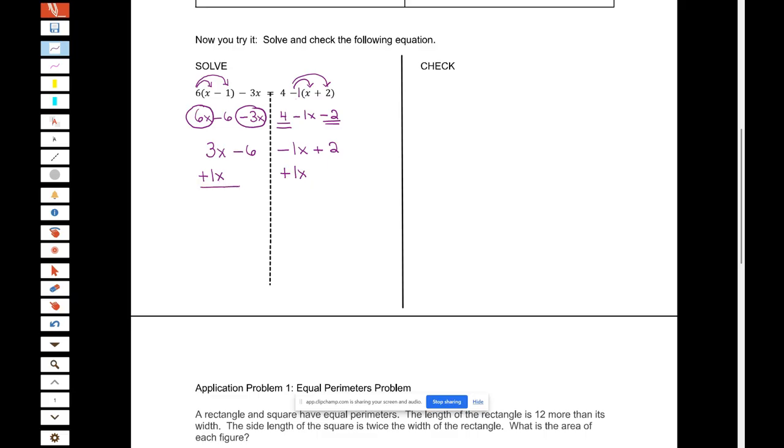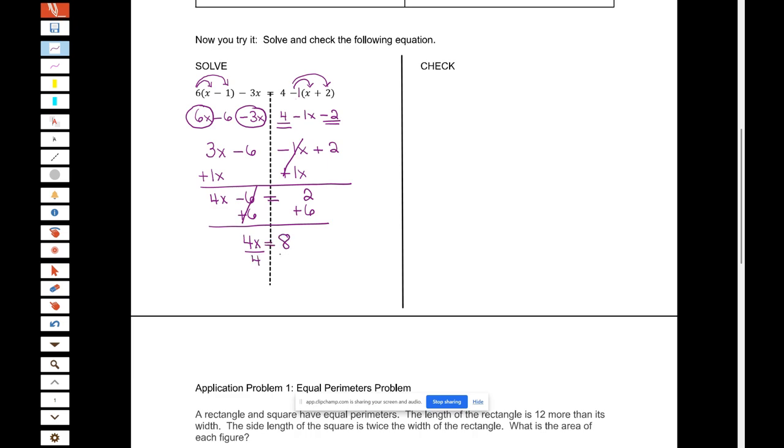Again, not how you have to do it. You could move -3x over to the right. I just prefer to reduce the amount of negative numbers I have. Those cancel away. Since I moved my variables to the left, I need to move my constant numbers to the opposite side. That would be the right. Those cancel away. So 4x equals 2 plus 6, or 8.